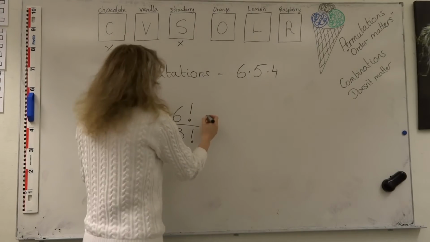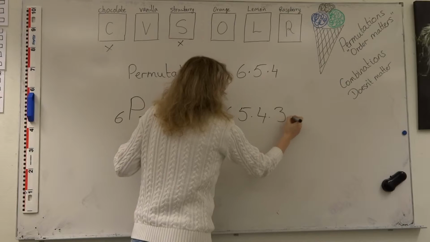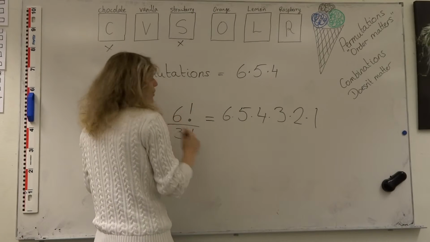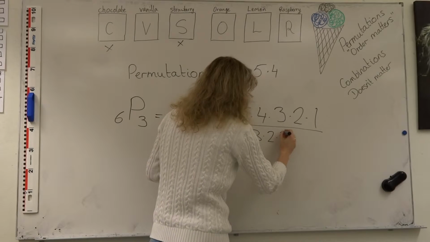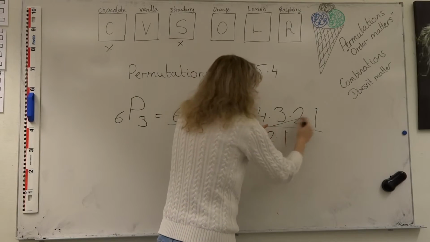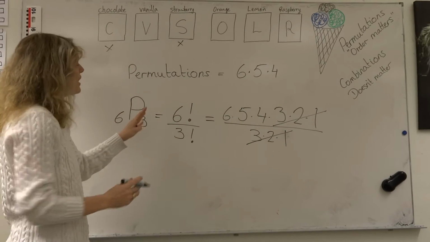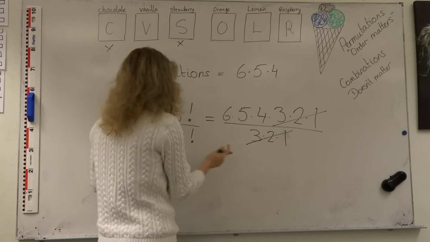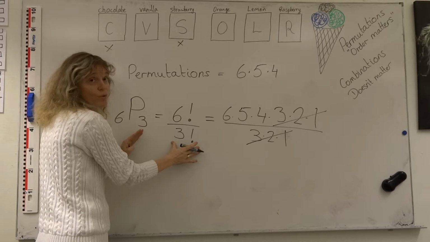Well, factorial is a mathematic term where it means 6 times 5 times 4 times 3 times 2 times 1. It means start at 6 and go downwards each time. And 3 factorial means, of course, start at 3 and go downwards by 1. 3 times 2 times 1. We can see here we've got 3 times 2 times 1. That's going to cancel. So this formula lets you know how you can work out the number of permutations quite easily using the number to the left as a factorial on the top, the number to the right as a factorial on the bottom.